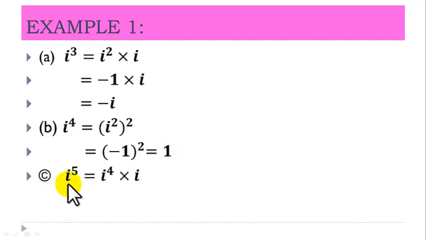C. i raised to power 5 can be expressed as i raised to power 4 times i. But in B we have seen that i raised to power 4 is equal to 1. So this will give us 1 times i, which is equal to i. So i raised to power 5 is equal to i.